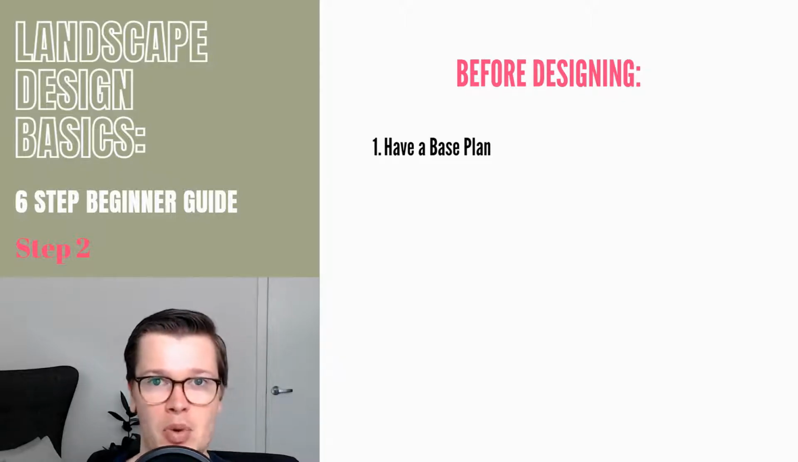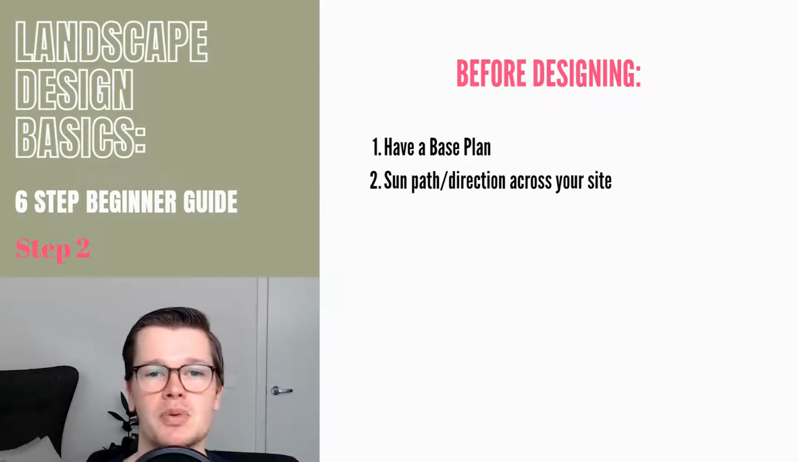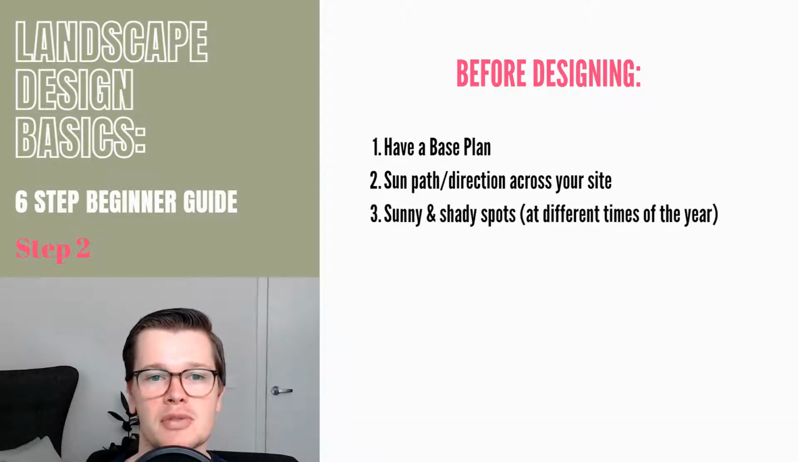We looked at that in step 1, in my step 1 video, so go check that out if you need to. Number 2 is we want to know the sun and path direction across your site, or I should say, where the sun rises, how it travels across your site, and where it falls. And this helps inform a few different things, such as sunny and shady spots, particularly at different times of year.